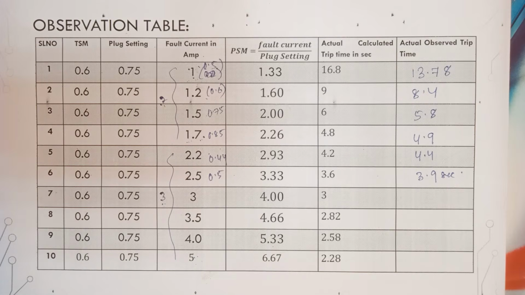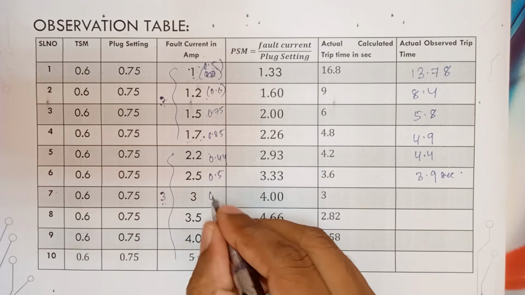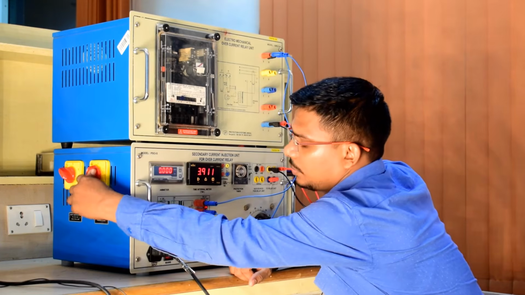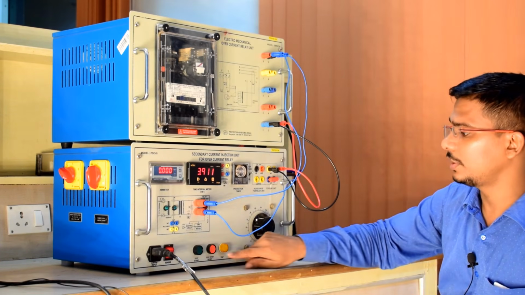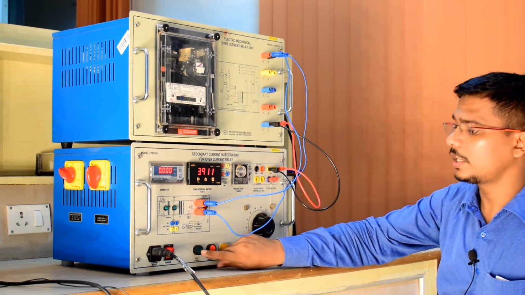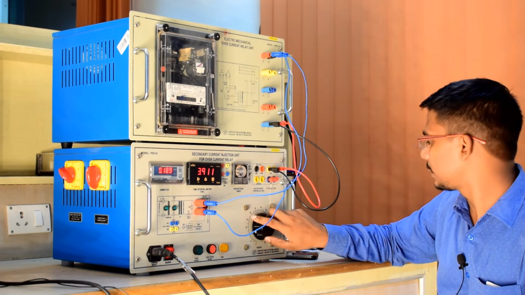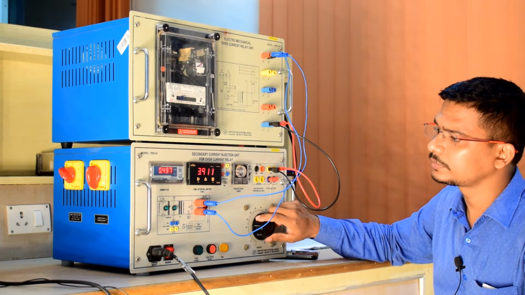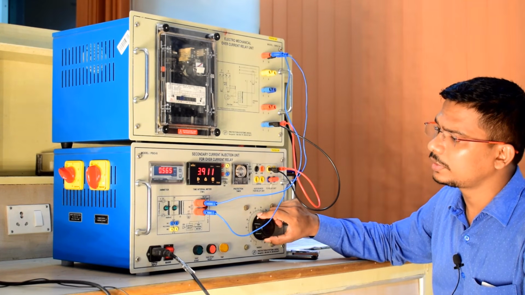Now we will give for 3. So if for 3, how much do we have to see? 3 by 5, that will be 0.6. Here we have to see 0.6. So the position to be clear: this should be like this, and this should be 0. Then press the start button. Then open this to 0.6. We have to increase to 0.6.